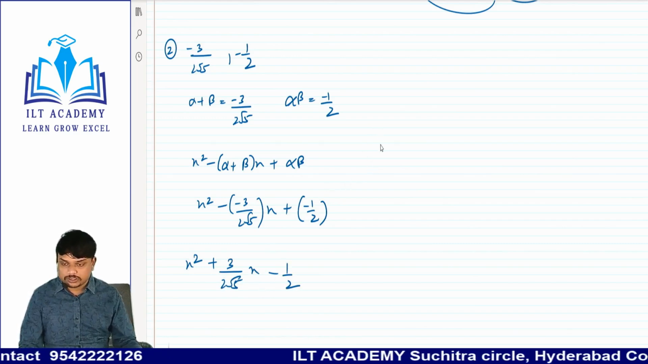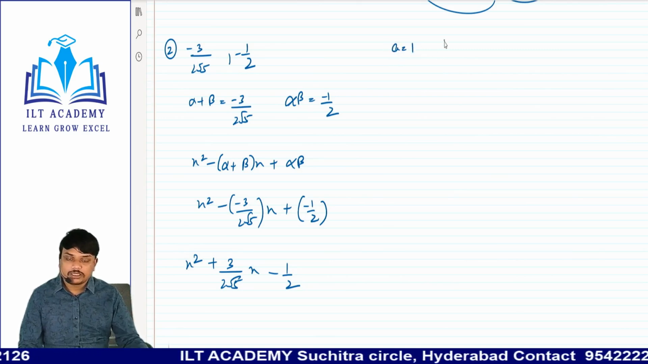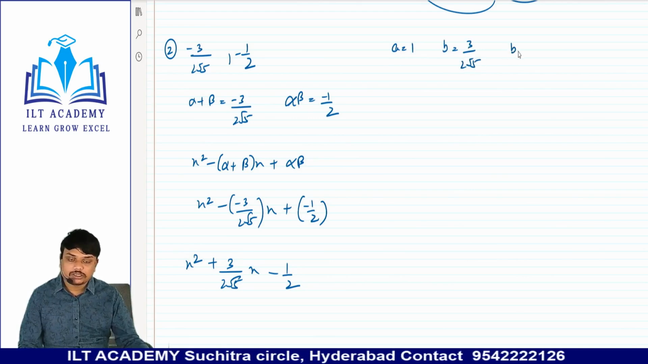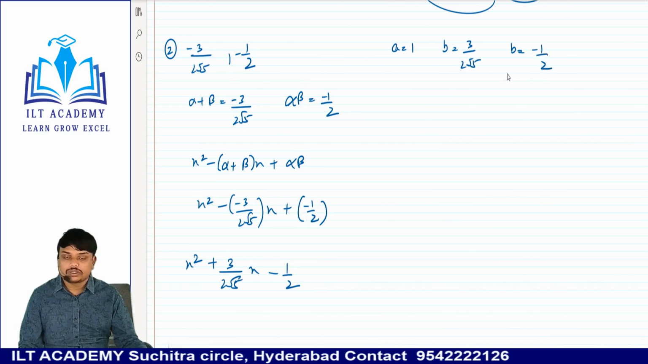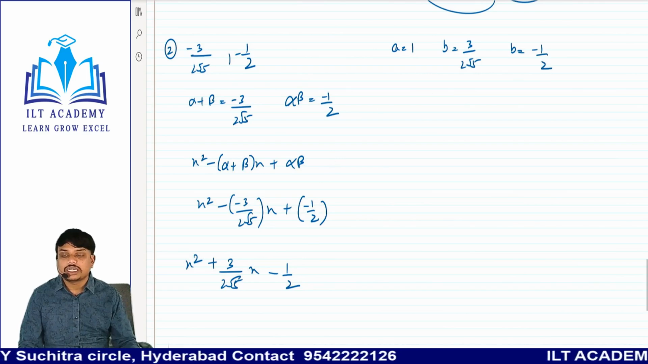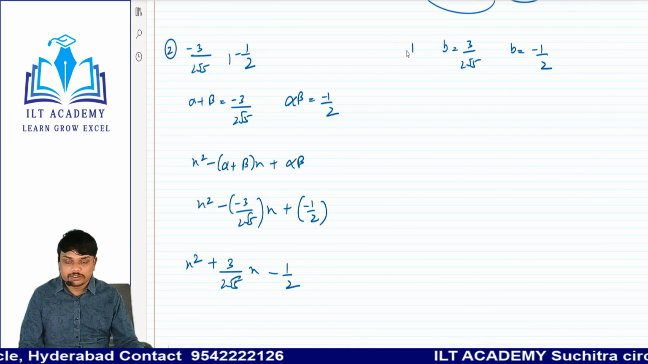Now how to solve this one? Same to same. A is equal to what? 1. B is equal to what? 3 by 2 root 5. C is equal to what? Minus 1 by 2. This is the way. Clear? Or else you can do one more method also. Sir, please tell us something easier, not like this. No problem, we are here to help.